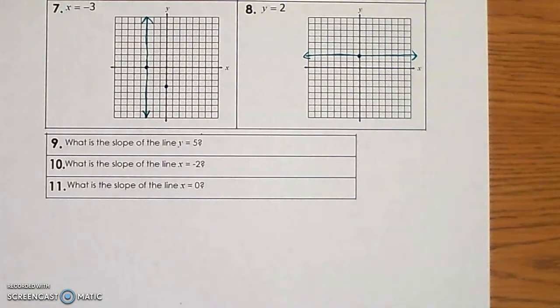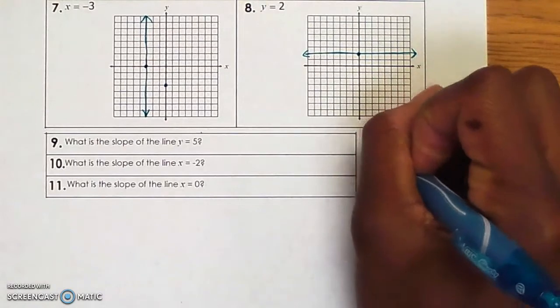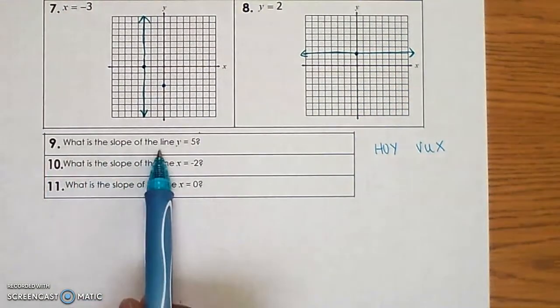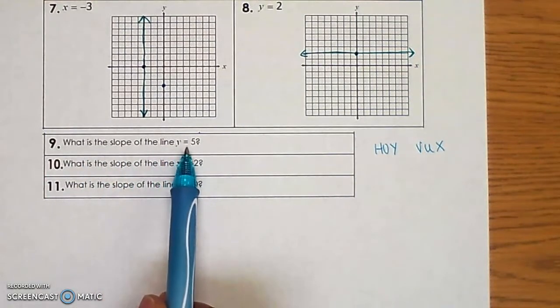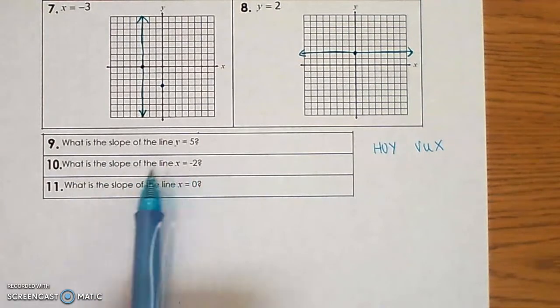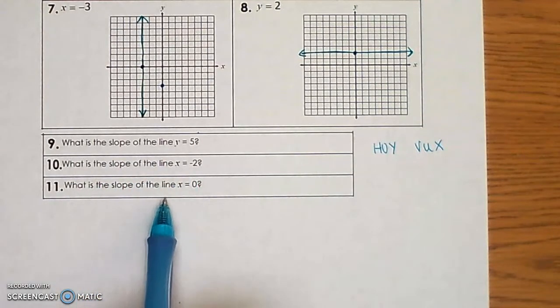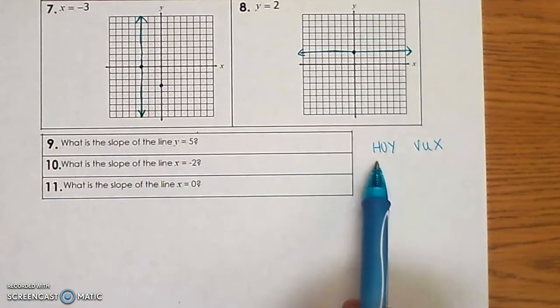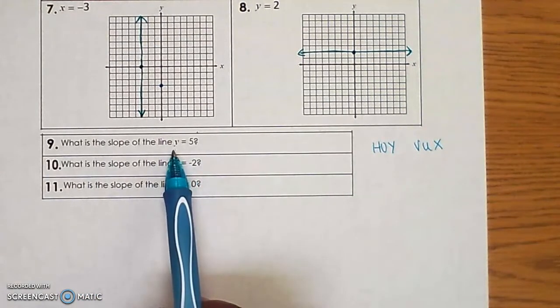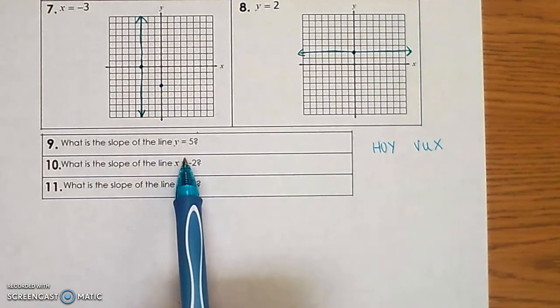And then lastly, if we look at 9, 10, and 11, once again thinking about our phrase, in this case hoi, and then we have vux. For number 9, what is the slope of the line y equals 5? Number 10, what is the slope of the line x equals -2? And 11, what is the slope of the line x equals 0? Depending upon where it falls, it will automatically tell us its slope.